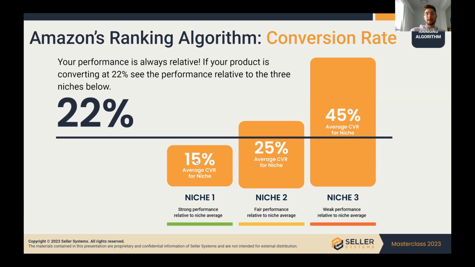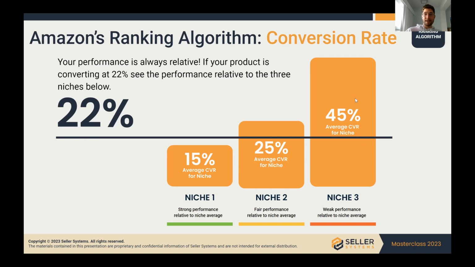So if I'm selling a product and I'm in niche 1, where the average conversion rate for niche 1 is 15%, if I'm converting at 22%, then I'm going to have a very strong performance relative to the niche. You can expect that my organic rankings are going to go up. Now, if I take that same conversion rate, my product's converting at 22%, and I'm here in niche 2, well, in that case, I'm going to be slightly underperforming. It's like fair performance relative to the niche. So if I stay in this position at 22% relative to the niche average of 25%, I can expect that over time, my organic rankings are either going to stay the same or very slowly, other people are going to come and take that spot. And then my organic rankings are going to go down.